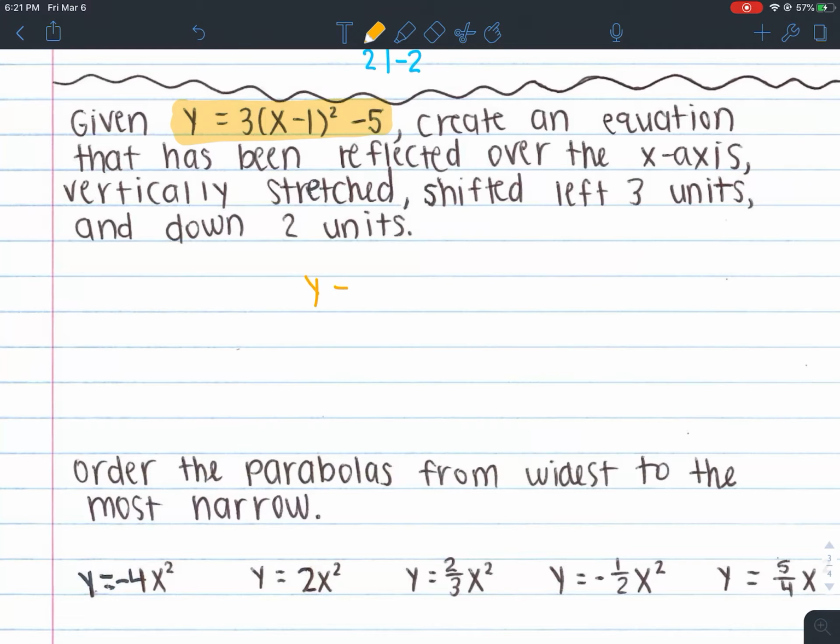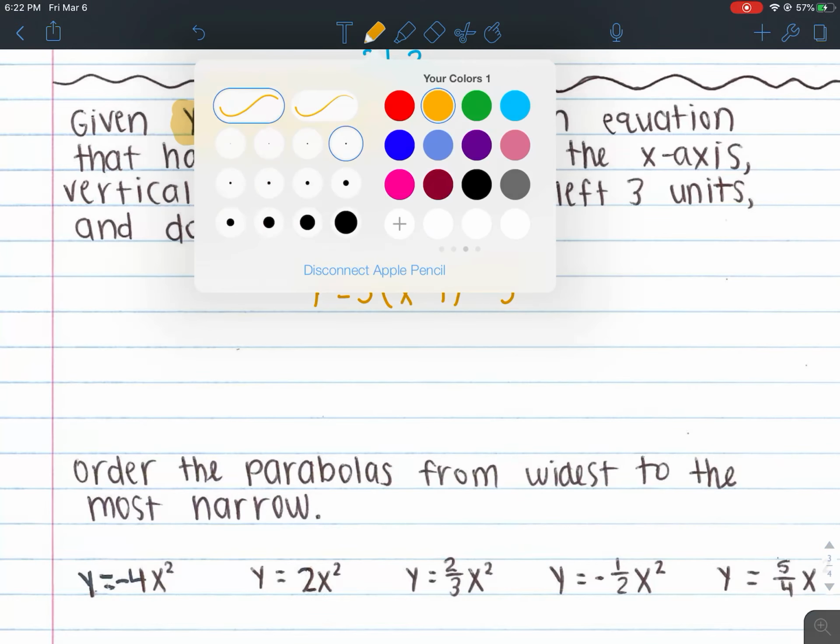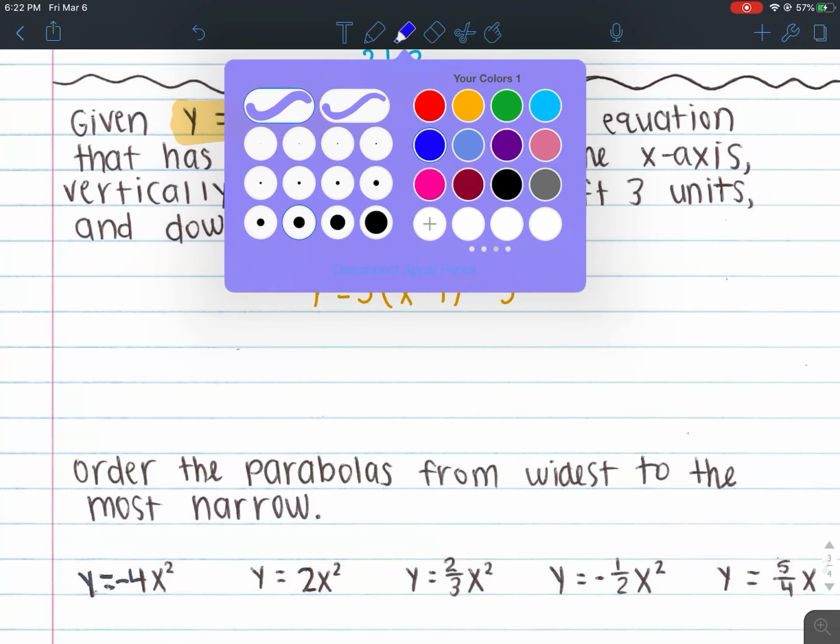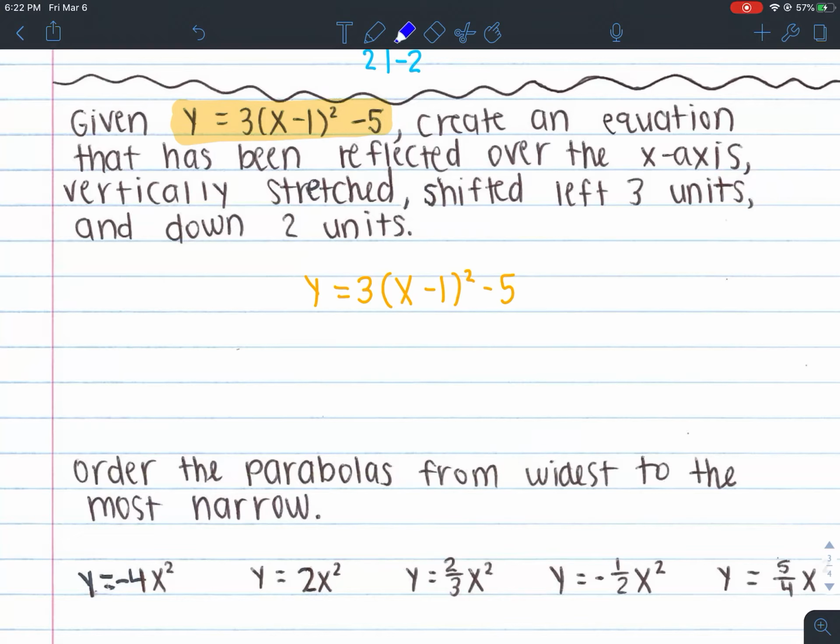So I'm going to go ahead and write that function down. y equals 3(x minus 1) squared minus 5. So again, we're not basing it off the parent. We're basing it off of this one, okay? The first thing it wants me to do, if I read this, it says create an equation that has been reflected over the x-axis.